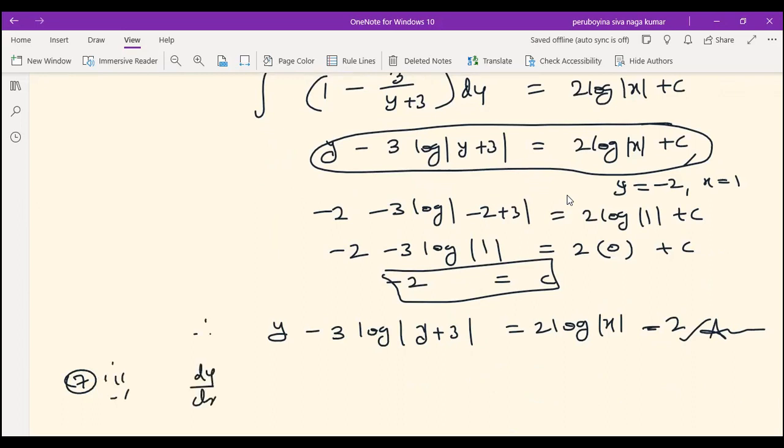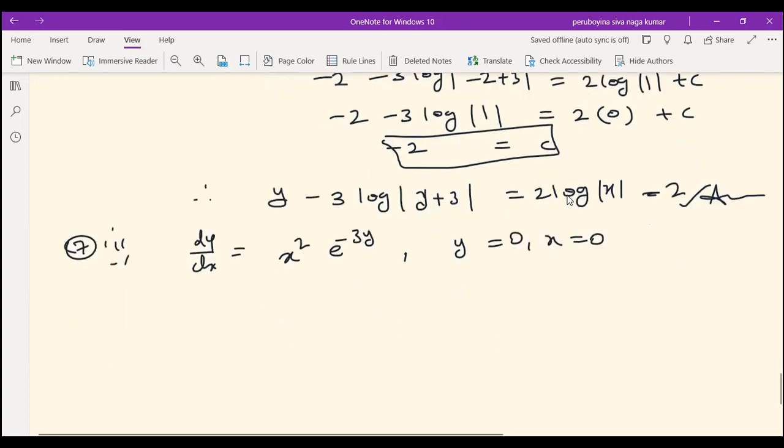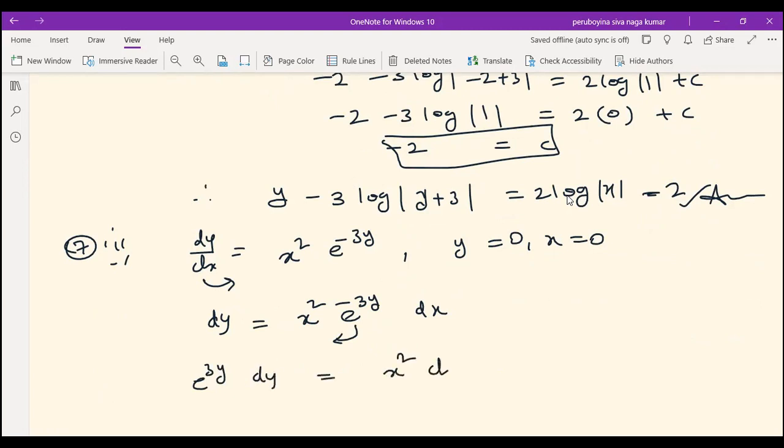dy by dx is equal to x square into e power minus 3y, provided y is 0 and x is 0. Try this question. This is a very easy question. First, what I am doing is dy is equal to x square into e power minus 3y dx. I just move this dx to the right side. Okay, so I am moving this y term to the left side. It is a negative power, so if you move it, then it will be positive. e power 3y dy is equal to x square dx.